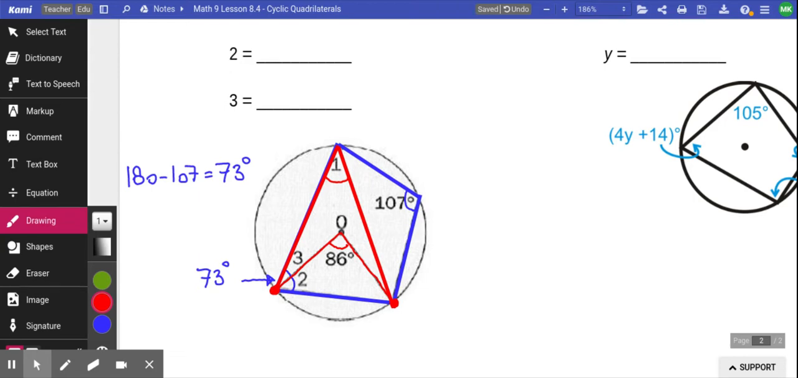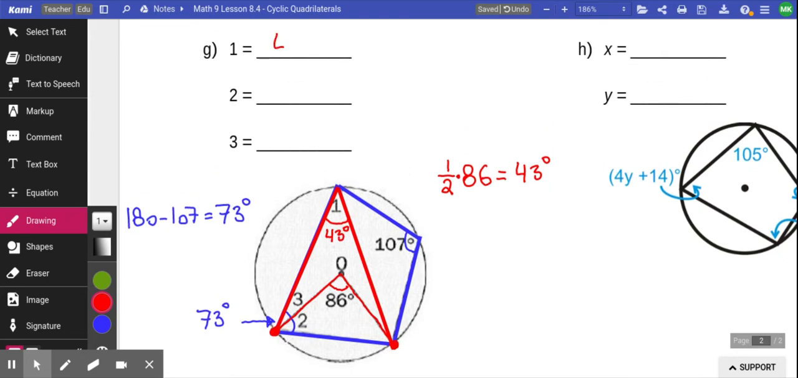We know that central angles are always twice the size of the inscribed angle. So what I could do is divide by 2 or times it by 0.5 to get the inscribed angle, which is 43 degrees. So angle 1 is 43 degrees. And that's using my central and inscribed angle rule.